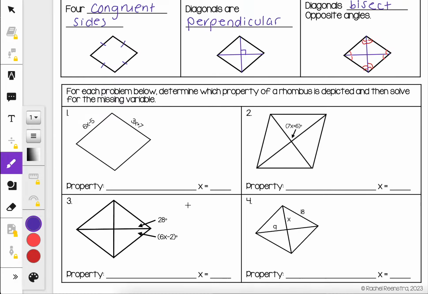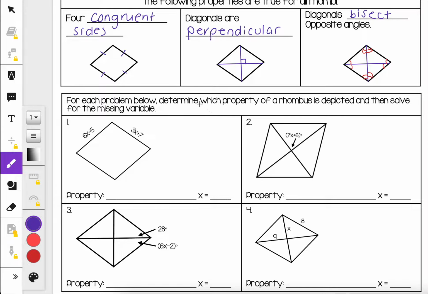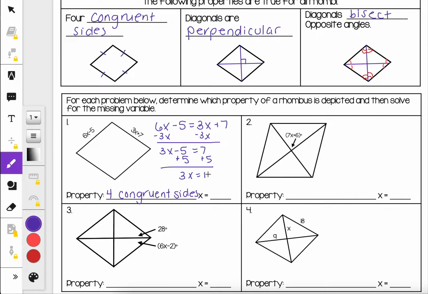So if I look at number 1, clearly I'm talking about my sides here. I know that all of my sides are congruent. So that's my property here, is that I have 4 congruent sides. So I'm going to set 6x minus 5 equal to 3x plus 7. So to solve for x, I'm going to subtract 3x from both sides. Add 5. And 3x equals 12. So when I divide all sides by 3, x equals 4.